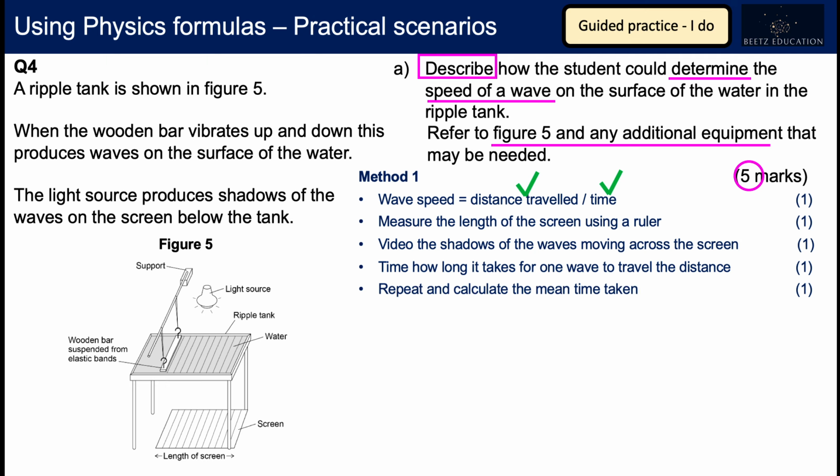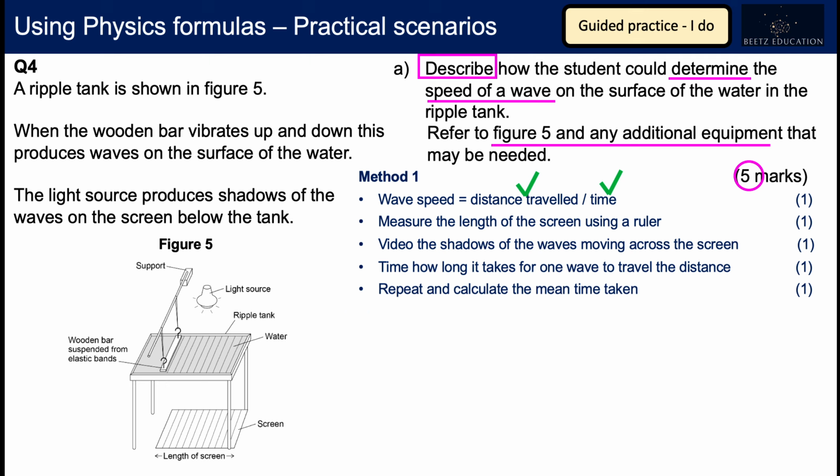5th mark, repeat and calculate the mean time taken. That's always a good statement to make at the end of a practical method because as long as you've written a reasonable method, you're going to get a mark for that at the end. And notice it's repeat and calculate the mean time taken. We won't get a mark just for saying repeat. Okay, so there, 5 marks.